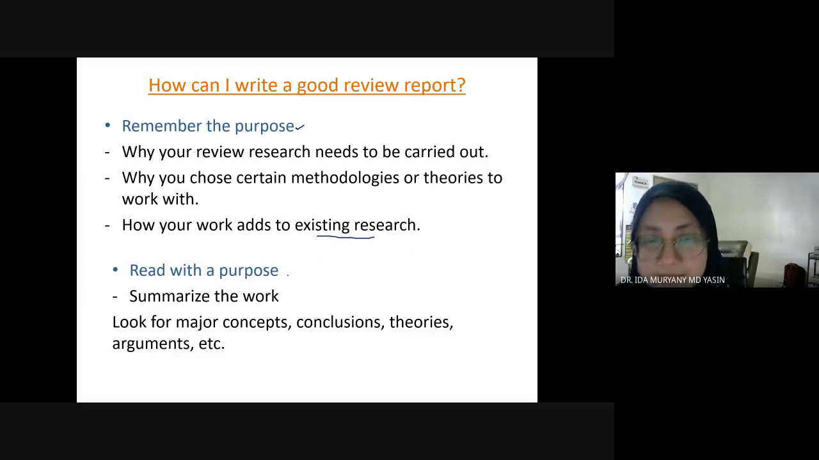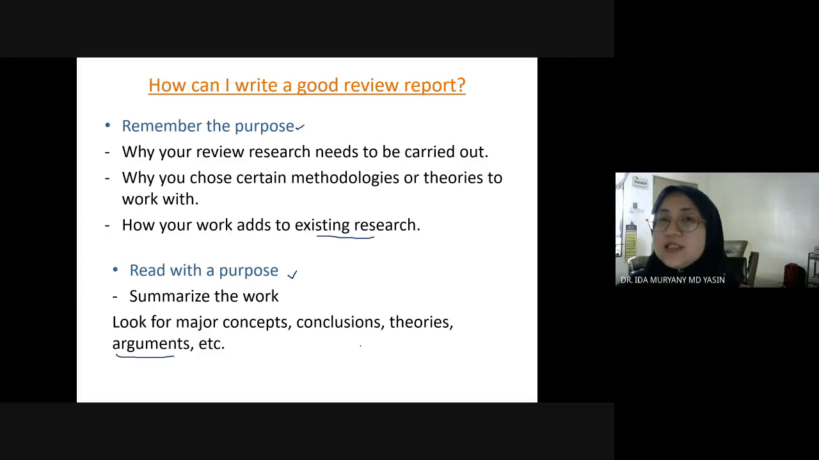Read with a purpose. Baca tu biar ada tujuan dia. You tahu, bila you baca you tahu, okay, this is related with my study. Apa yang penting? Okay, you kena summarize the work. Tengok konsep dia, conclusion, theories and arguments. Ini yang saya suka ni, arguments kena ada.